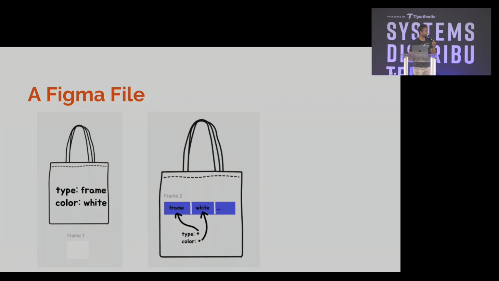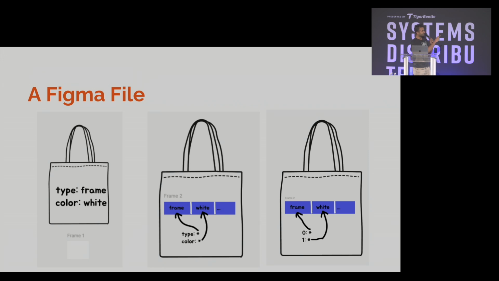Okay, but it's not actually like that. It's actually, instead of type and color, we just have some indexes, similar to protobuf, where every field has an ID. We use a similar format. And so we have 0 that maps to frame, and 1 that maps to white. And then our code generation layer knows what these numbers and field mappings are, and so we can give you ergonomic APIs.